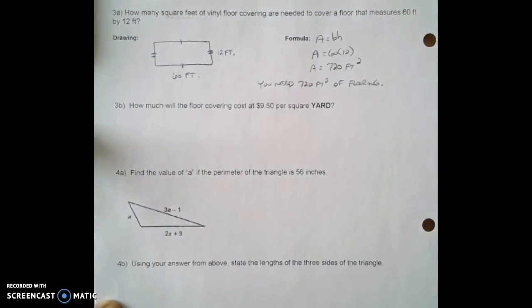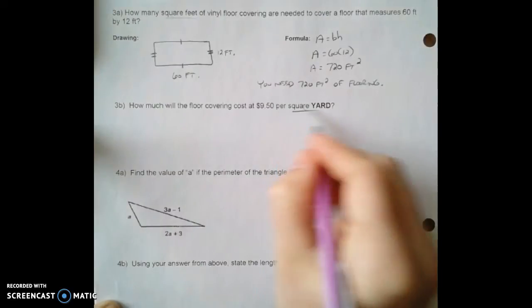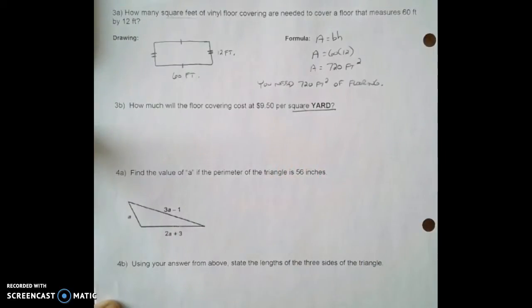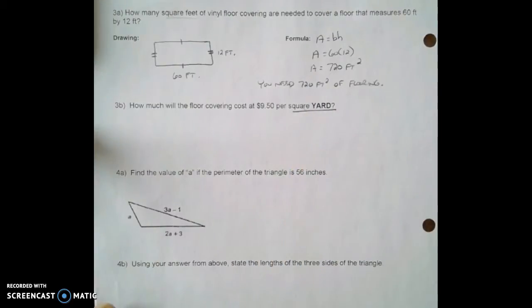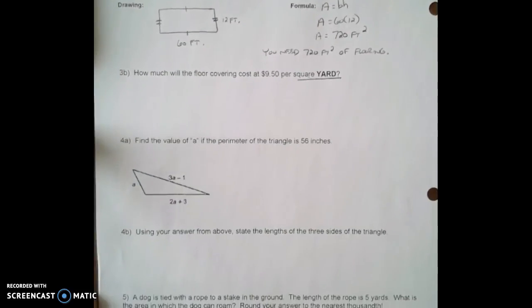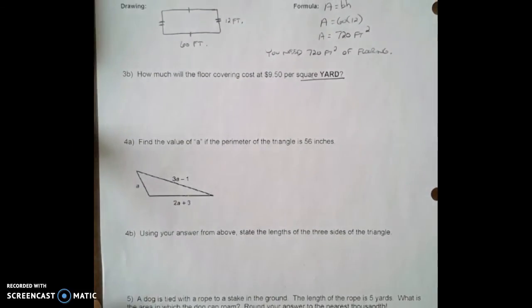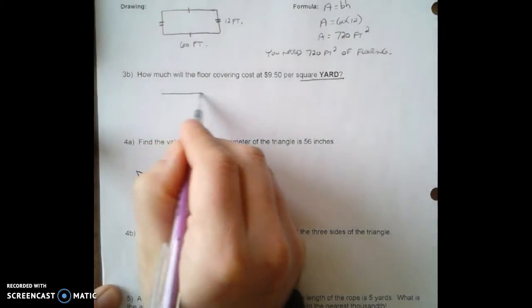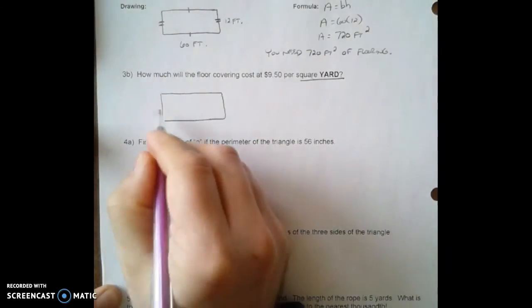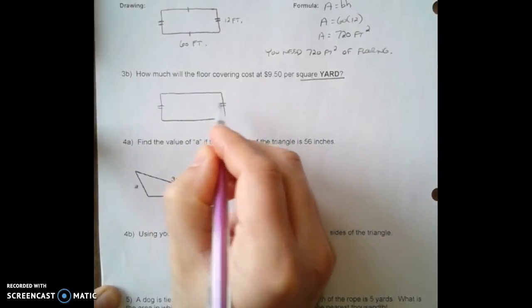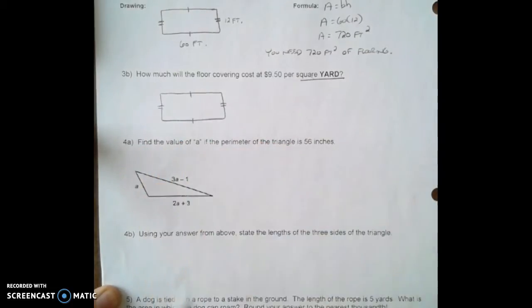Okay, so part B says, how much will the flooring cost if it's $9.50 per square yard? Okay, don't get tricked here. It's $9.50 per square yard, but we just figured out the square feet of flooring that we need. And so what we're going to do, we're going to redraw our picture that we drew up above. I'm going to draw the same rectangle, except now, instead of using my dimensions as feet, I'm going to convert them into yards.